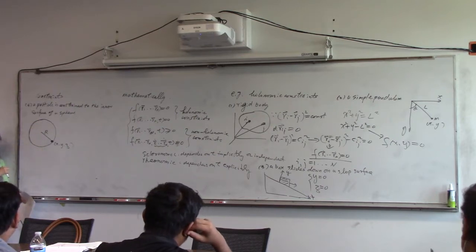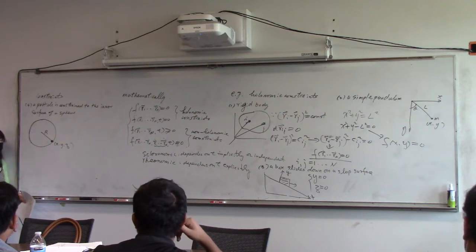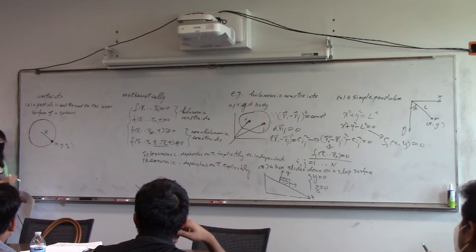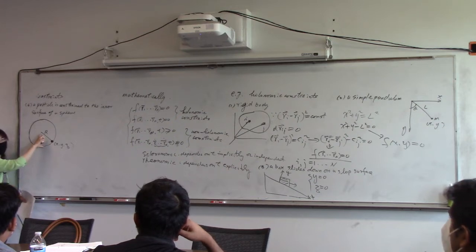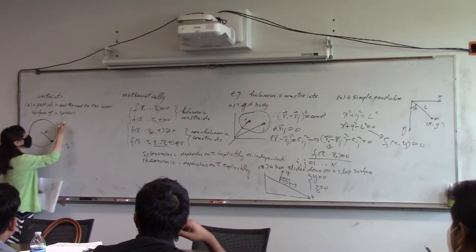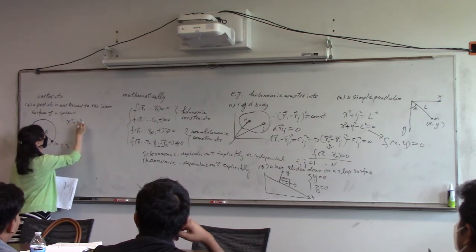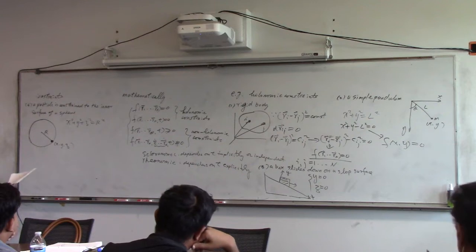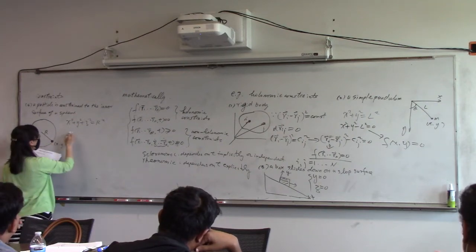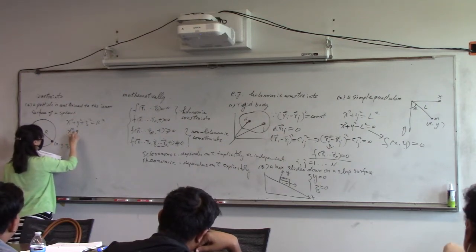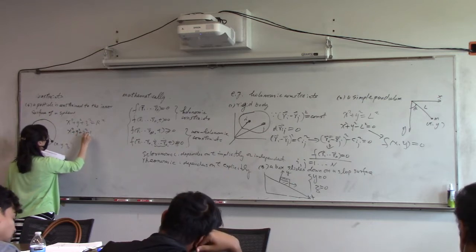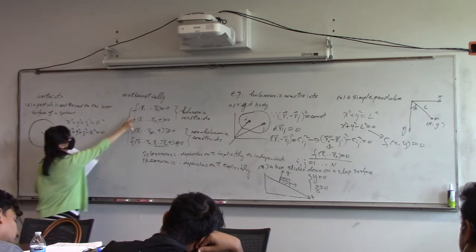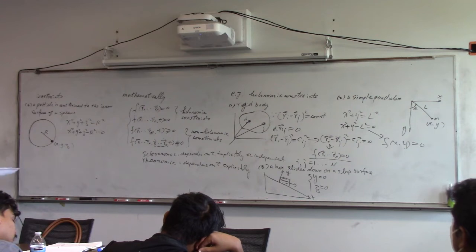So who can tell me the constraint? x, y, z, the distance is always equal to R, right? Okay, so if you move R to the left-hand side, that gives us zero. That is again our case.